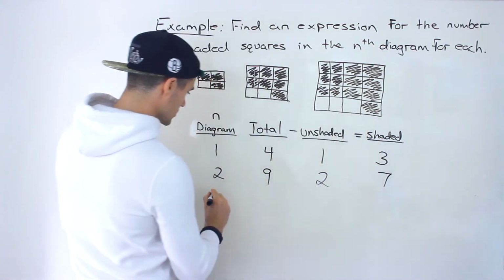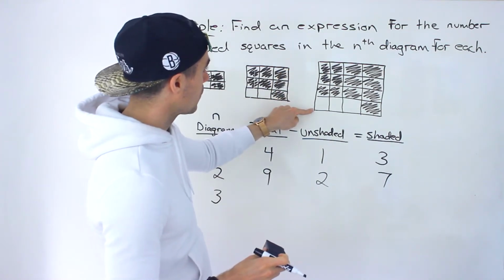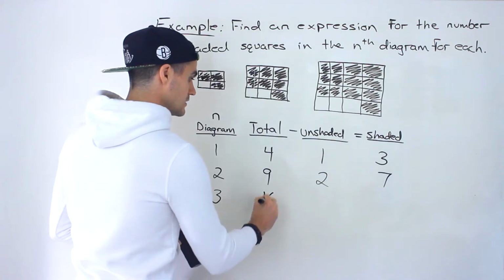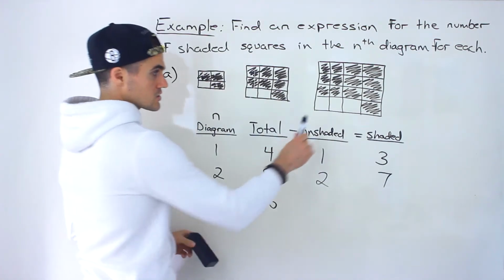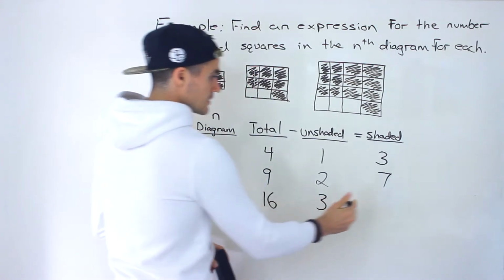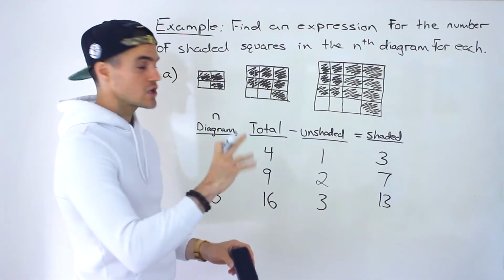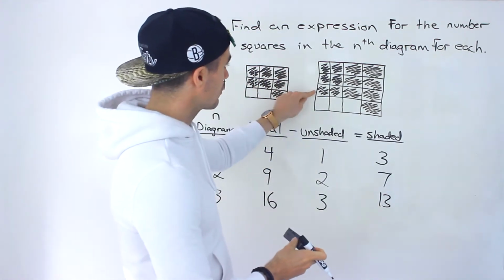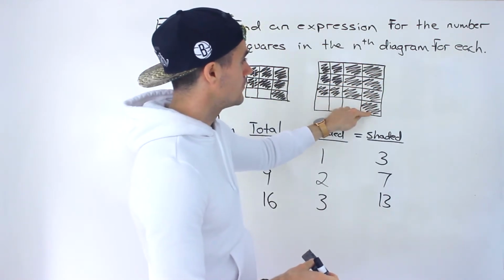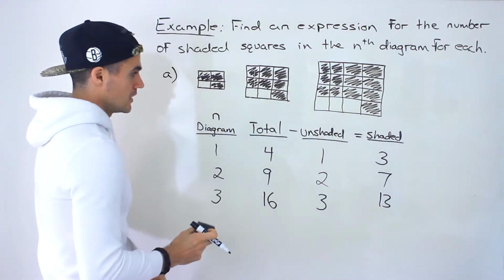So this is the third diagram. What's the total number of squares? Well, notice there's 4 and then 4, so 4 by 4 would give us 16. Then the total number of unshaded squares is going to be 3. And so 16 minus 3, as we mentioned before for this diagram, is 13 for the number of shaded squares. But if you want to count it, 3 by 4 for this area gives us 12, plus this 1 over here, which gives us 13.